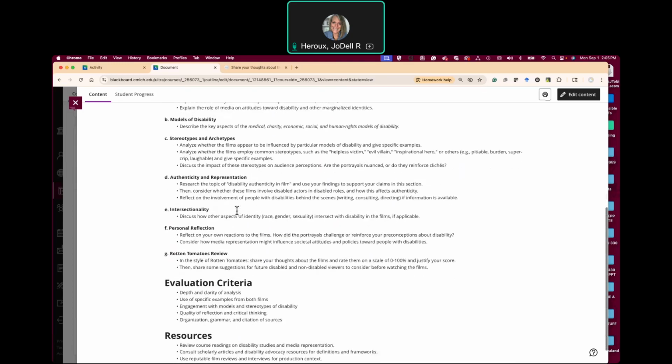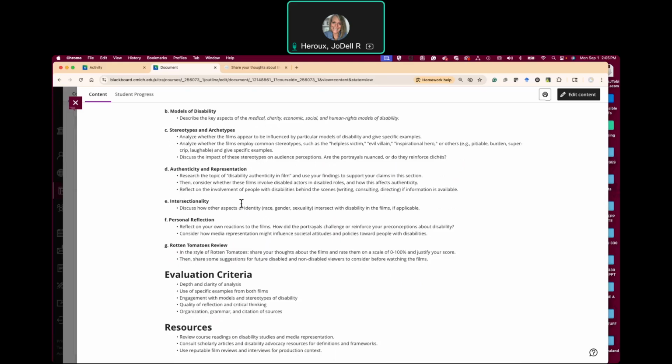And then the meat of your project will be how authentic is that representation, giving examples. You can talk about intersectionality, so where and how do issues of intersectionality show up. And then a separate section will be your personal reflection. I want you to think about your own feelings about it, and then what this project has meant to you. Like, what did you learn from it? What did you like about it? What was challenging? And then lastly, the last section would be your Rotten Tomatoes review.